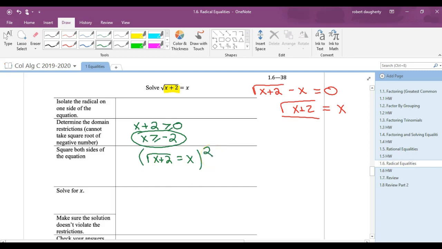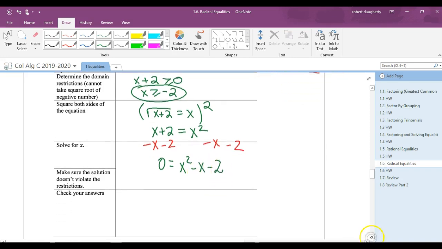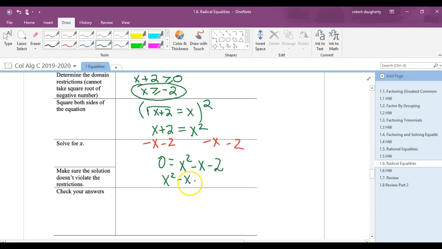Now to solve this, I have to square both sides of that equation. What do I get on the left side? x plus 2. That was the whole purpose of squaring it. What do I get on the right side? x squared. Now I've got a quadratic. The way we solve a quadratic is we get it set equal to 0. So if I subtract x and subtract 2, I get 0 equals x squared minus x minus 2. If you prefer, you can write x squared minus x minus 2 equals 0. In order to solve this, I need two numbers that do what?